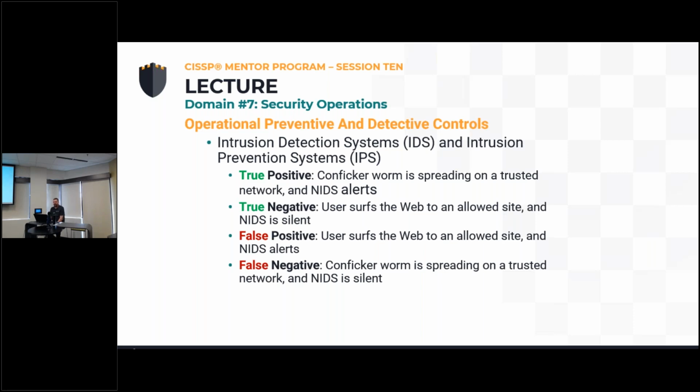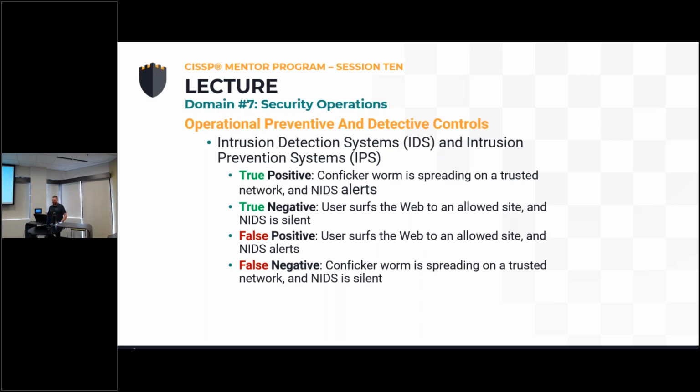So true positives, right? An example of a true positive: this is an alert and we know it's correct. The Conficker worm is spreading on the trusted network, and the network intrusion detection system alerts on that. That would be considered a true positive. It is actually a positive hit. A true negative, almost like the false accept, false reject rates, it's kind of similar, right? True negative, the user is surfing on the website, it's allowed, so the NIDS doesn't say anything, we're allowing that traffic.